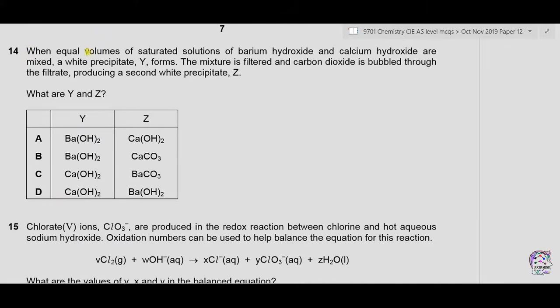Question 14. When equal volumes of saturated solutions of barium hydroxide and calcium hydroxide are mixed, a white precipitate Y forms. The mixture is filtered and carbon dioxide is bubbled through the filtrate, producing a second white precipitate Z. What are Y and Z? As we know that in group 2 hydroxides, as we move down in the group, the solubility increases.